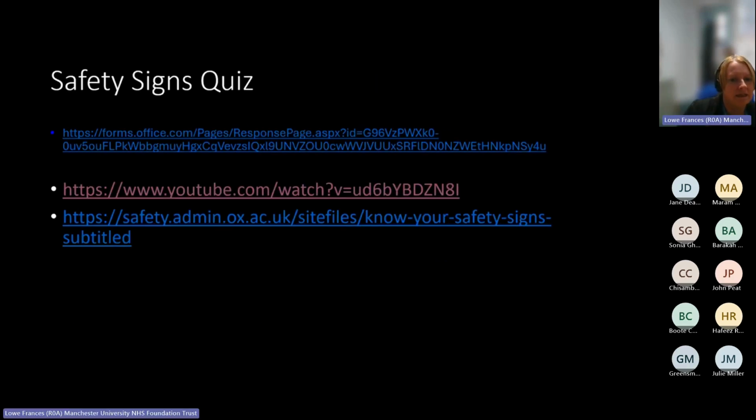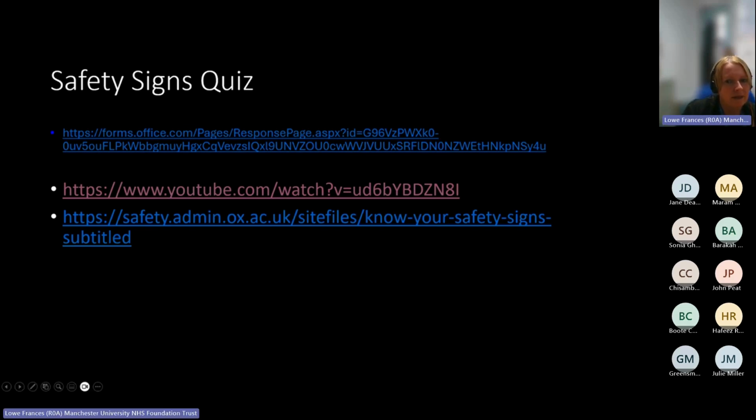The one underneath is a safety sign quiz. So for those of you who are looking for evidence, you could use that potentially. You could print it off, do the quiz and ask your training lead to mark it for you. And you could use that as a piece of evidence as long as you annotate it and do a reflective piece with it as well. So yeah, they're just at the end.